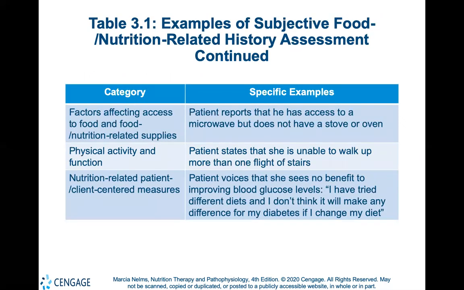Factors affecting access to food and food nutrition related supplies. Patient reports that he has access to a microwave but does not have a stove or oven. Physical activity and function. Patient states that she is unable to walk up more than one flight of stairs. Nutrition-related patient client-centered measures. Patient voices that she sees no benefit to improving blood glucose levels. "I have tried different diets and I do not think it will make any difference for my diabetes if I change my diet."